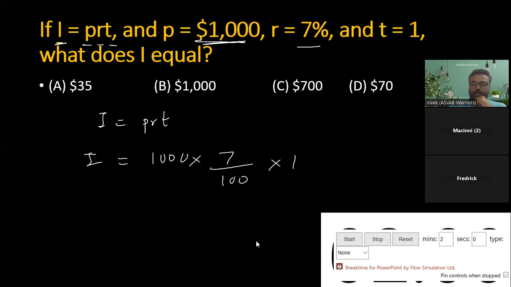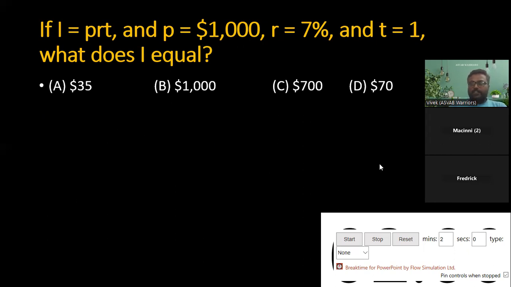Come on, Frederick, solve it. You can just cancel the zeros out. 10 times 7, $70. That will be your answer. Substitution questions are very, very easy. Let's move on.